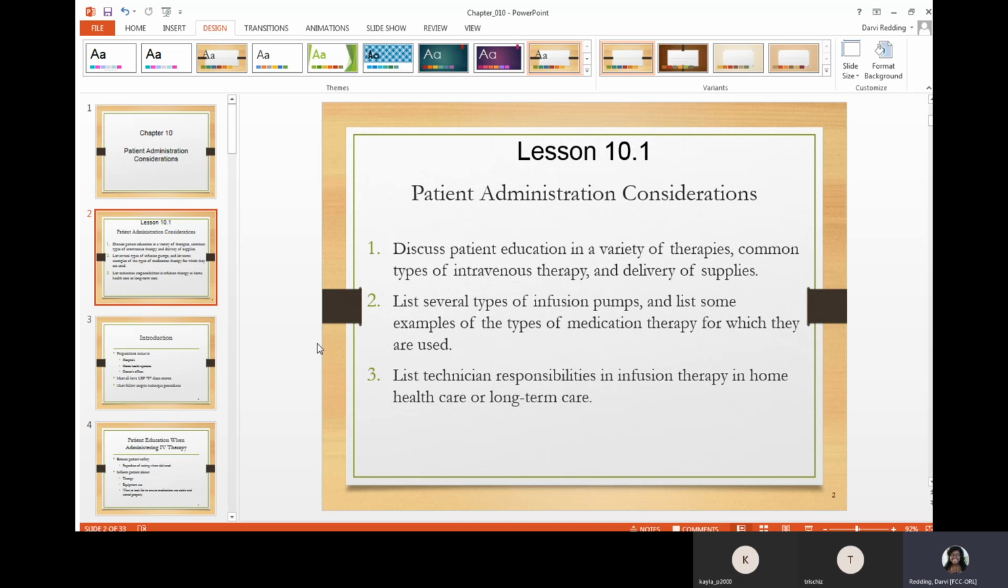By the end of this chapter, you should be able to list several types of infusion pumps, and also be able to list some examples of the types of medication therapy for which they are used, because based on what the medication is, whether it's antifungal or anti-infective, there are different infusion pumps that are supposed to be used. And you should also be able to list the technician responsibilities in infusion therapy in a home healthcare or a long-term care environment. And the abbreviation for long-term care is LTC.